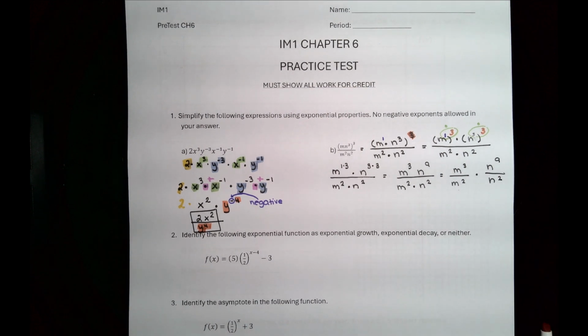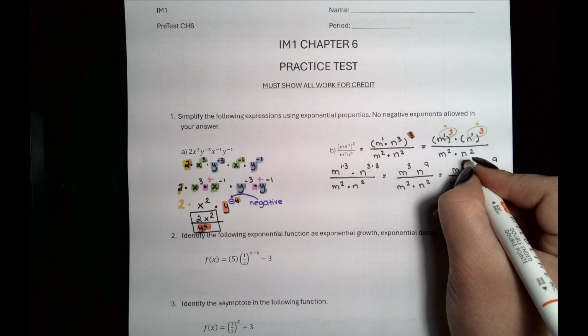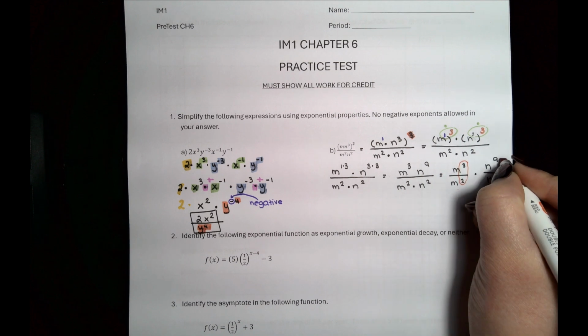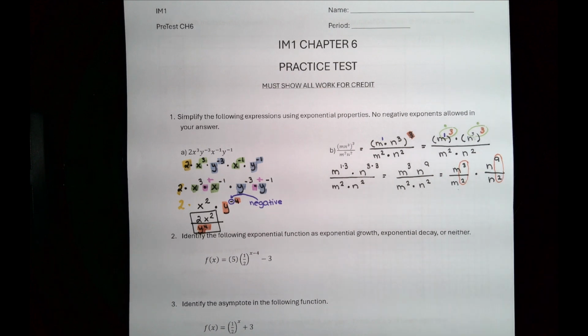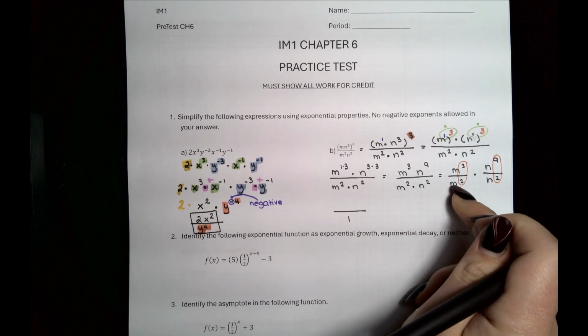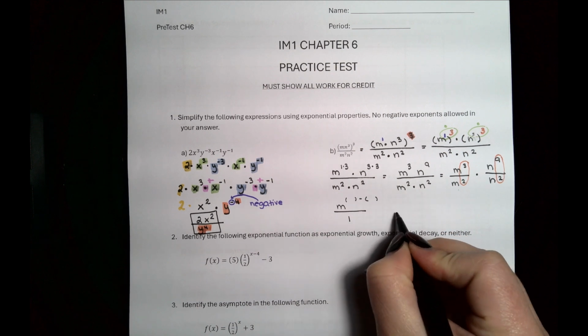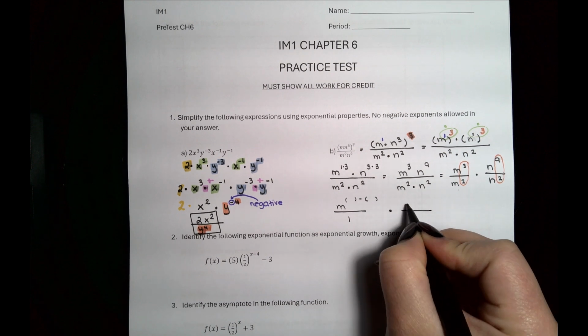Next, we're going to be using the quotient property, which says that if I have the same base and I am dividing, that means I'm going to be subtracting my exponents. So we're going to be bringing this m to the top, and we're going to be having a little bit of a setup here.